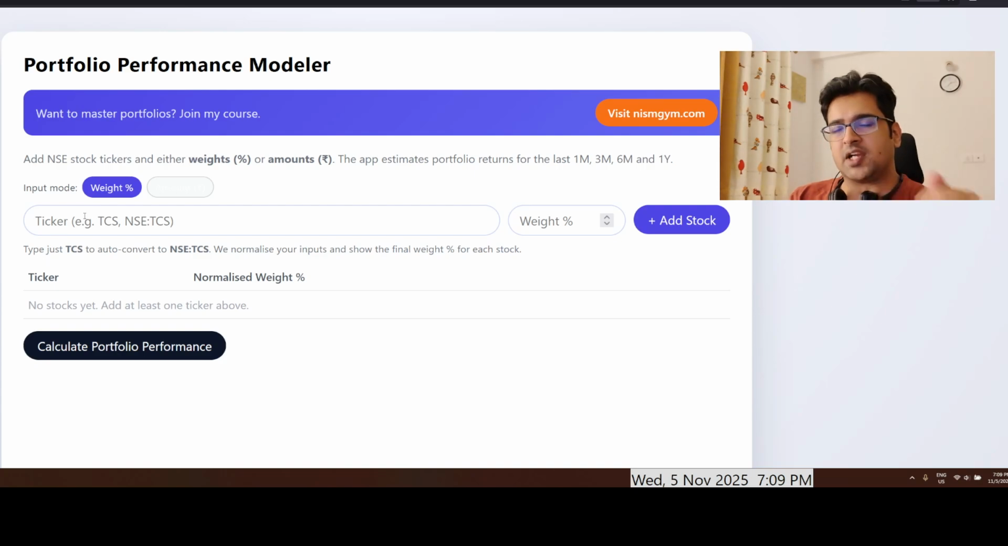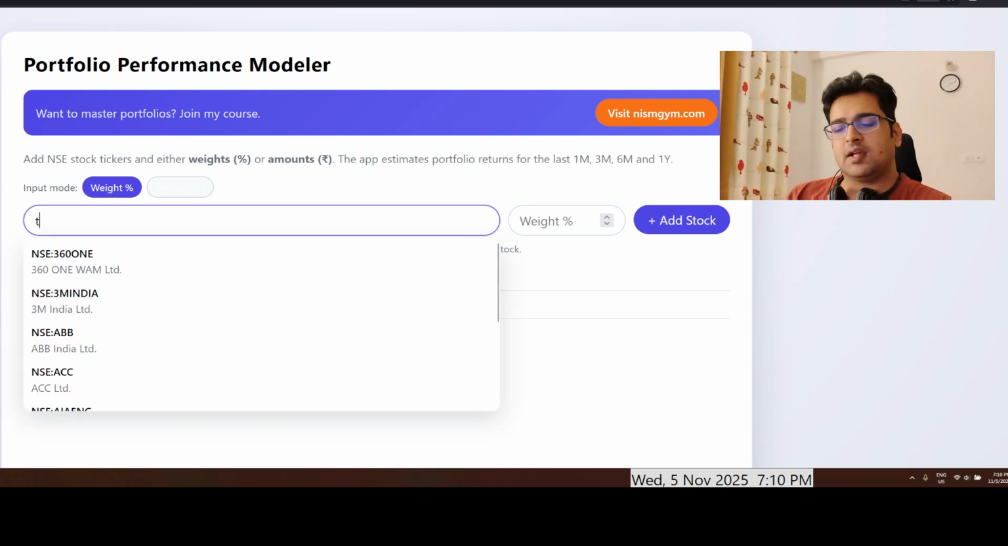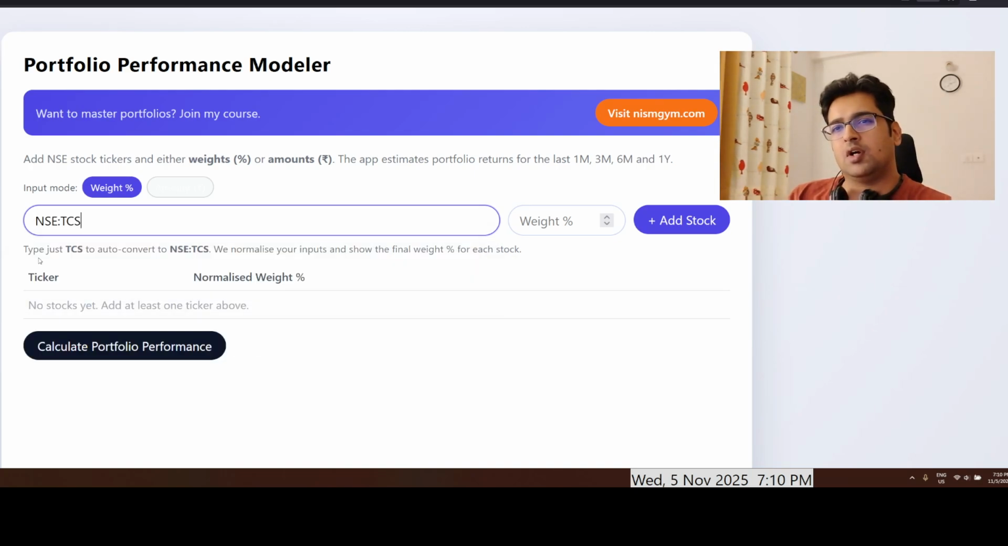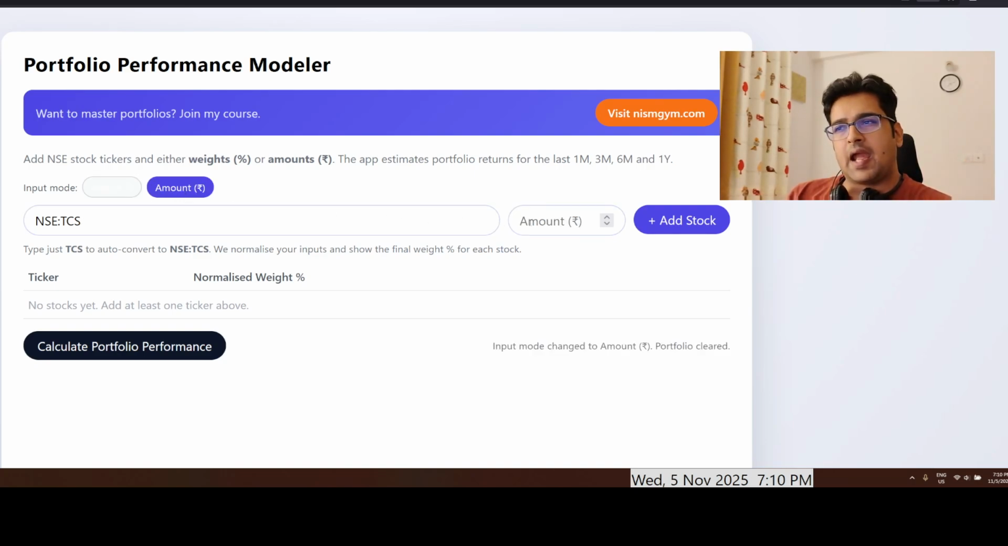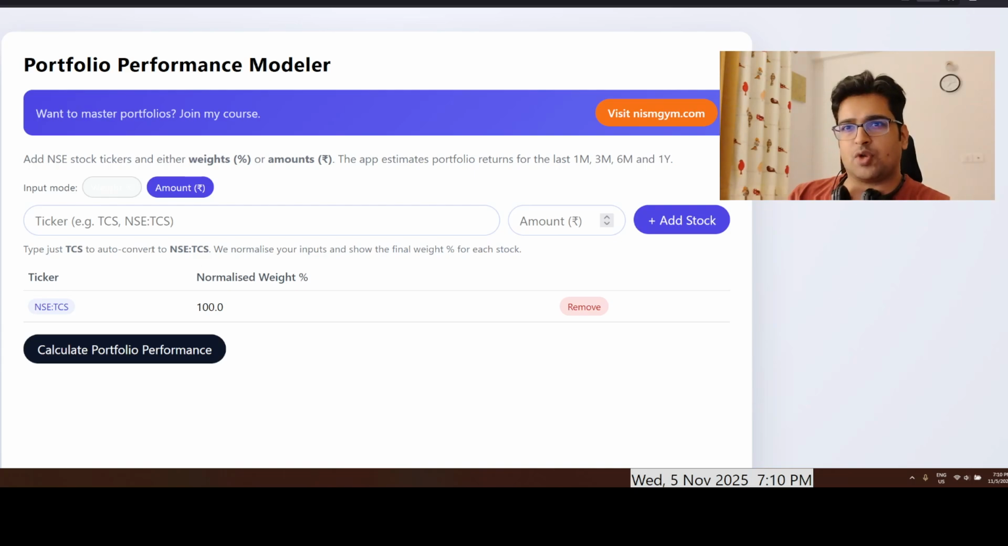This is a tool that I've created myself. It's called Portfolio Performance Modeler. What it does is it basically simulates the performance of multiple different portfolios. We can enter the stocks that we want to be included in our portfolio, either their weights or their amounts, and we can create multiple such stocks, include them in a portfolio and just see what the performance is going to look like.